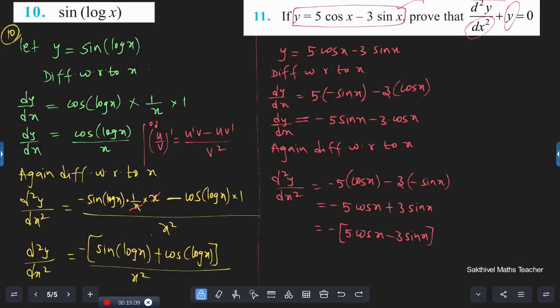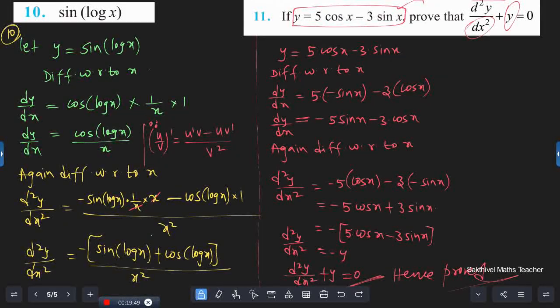Now see what is this? You can notice this is the question, and the question is given as y. So that minus y, when you bring to the opposite side, what will you be getting? Yes, plus y. Therefore, d square y divided by dx square plus y equal to 0, hence proved. Okay, hence proved. That's it.